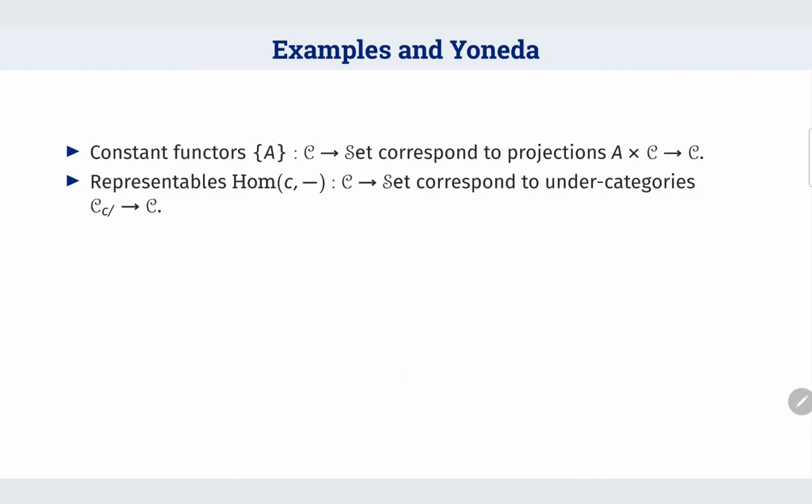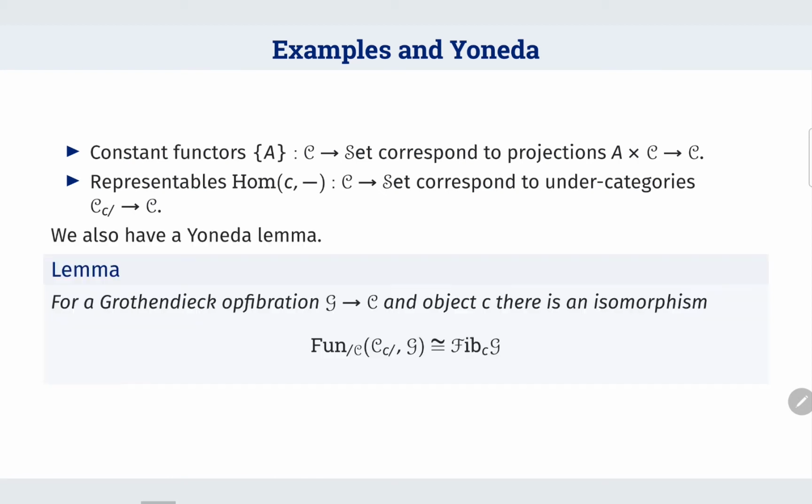For example, if we apply the Grothendieck construction to the constant functor, we just get a projection. More importantly, if we apply the Grothendieck construction to a representable functor, we get undercategories, which are probably the most famous examples of Grothendieck op-fibrations. Not only do we get nice examples, but in fact, we even get a Yoneda lemma, meaning we get a very nice correspondence between certain maps of Grothendieck op-fibrations and elements in the fiber, which kind of play the role of the values of our fibrations.